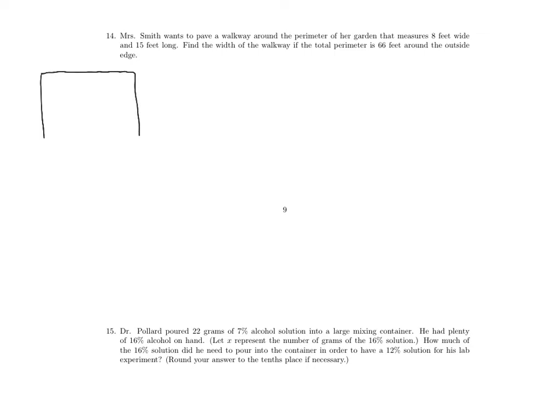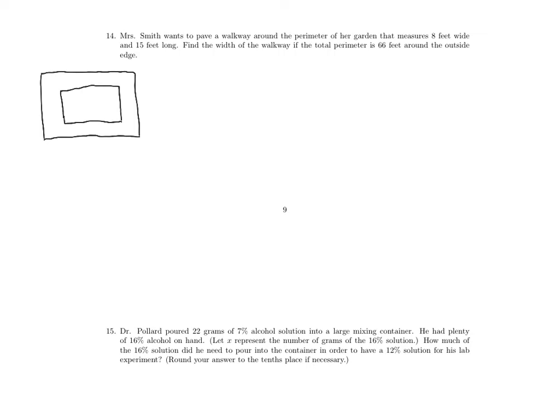It doesn't say this, but I'm assuming that it is a rectangle. So we're going to assume that the walkway and the garden are rectangular shaped. So 8 feet wide and 15 feet long. There's a walkway around it. So here's a garden in the middle, and then there's the walkway around it.